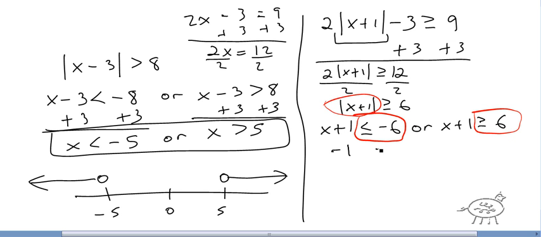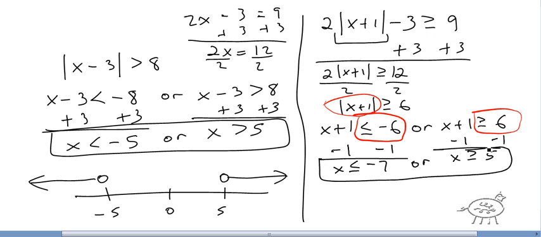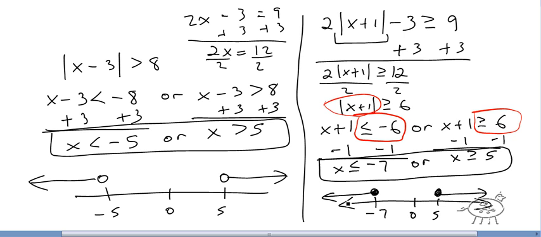Subtract 1 from both sides, and I get x is less than or equal to negative 7. Subtract 1, x is greater than or equal to 5. So that's your answer. Do not forget the word or in there. That's actually a big part of it. And then when you graph it, it's always going to be a scarecrow for these problems. So negative 7, 0, and 5. So it looks like that and like that. And that's the solution to that problem.